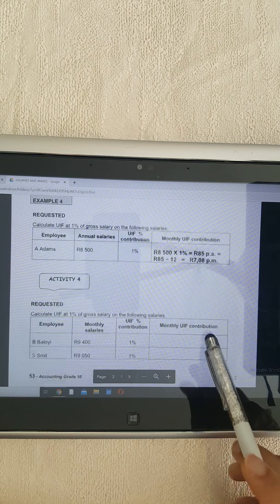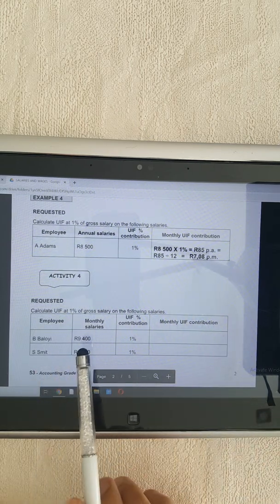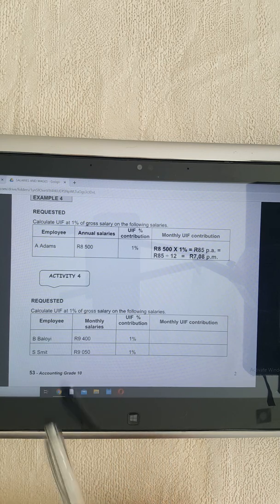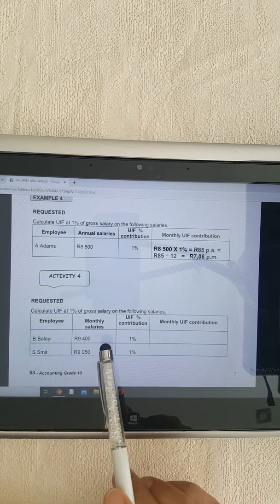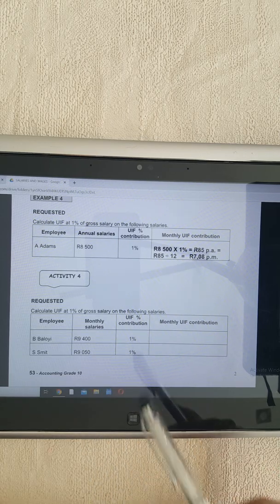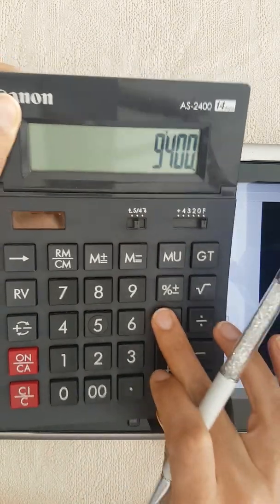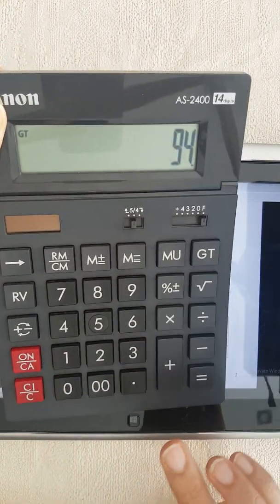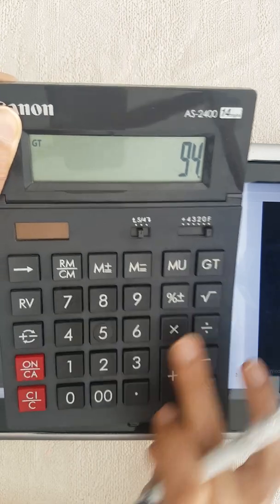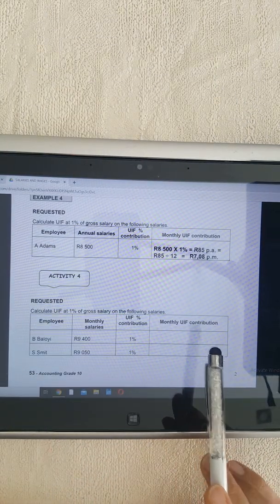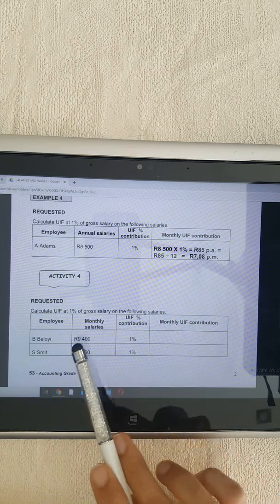Now it's requested that you calculate UIF at 1% of the gross salary on the following salaries. Mr. B is earning 9,400 Rand and he's earning 1%, and we need to calculate the monthly. So he's got 9,400 times 1% is 94 Rand for the year. We're dividing it by 12. So we're going to get 7,83 that he has to pay every month. So that will come out of there.